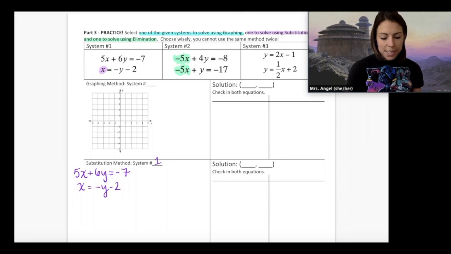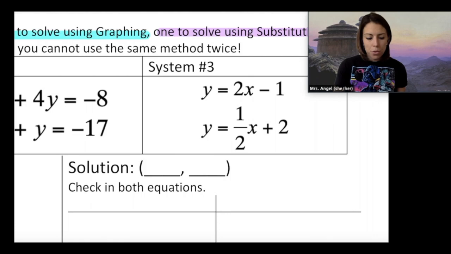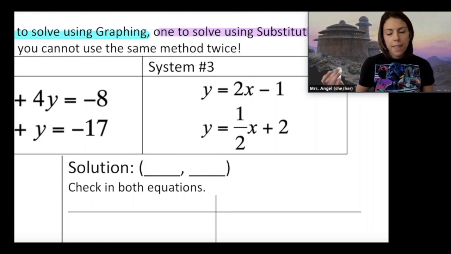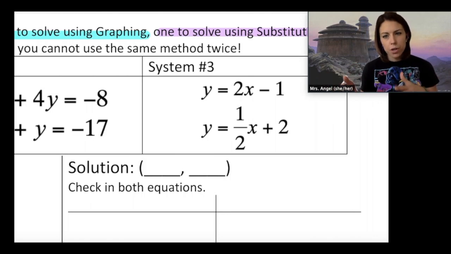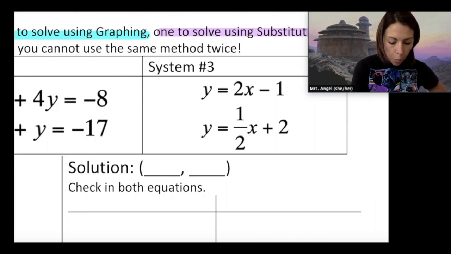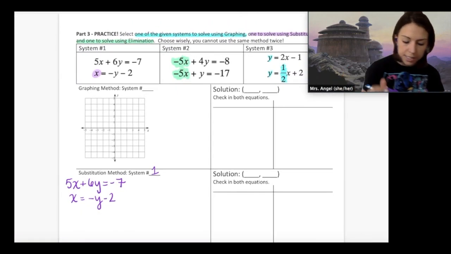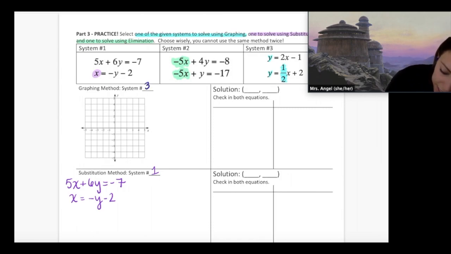Well, by process of elimination, for lack of a better phrase, what does that leave us for system 3? That only leaves graphing. Let's make sure that graphing is actually the best method for this system. I see y equals mx plus b, and I also see one of those dreaded fractions. So it does appear that graphing would be the best method for this system. So we would use graphing in system 3. So the first line would be y equals 2x minus 1, and the second line would be y equals 1/2 x plus 2.